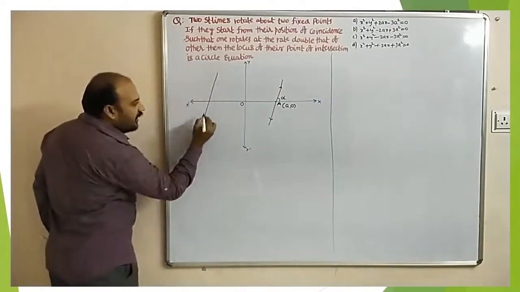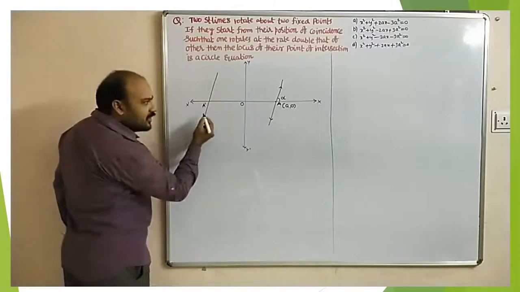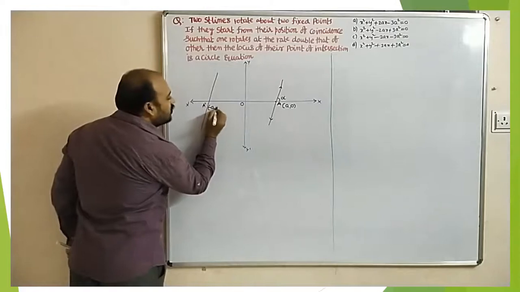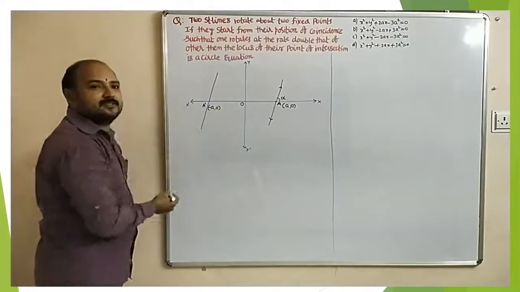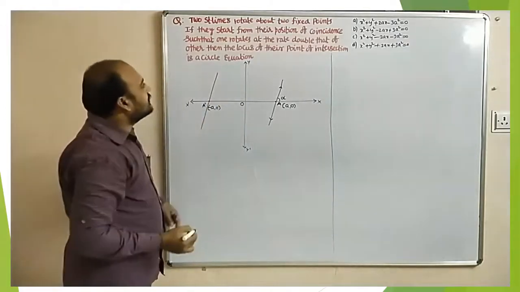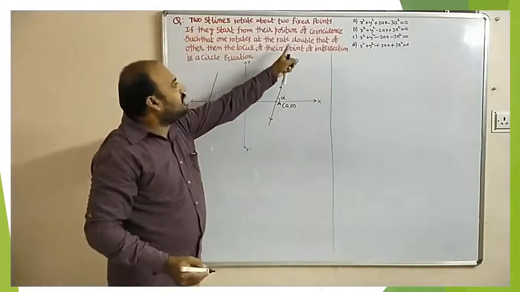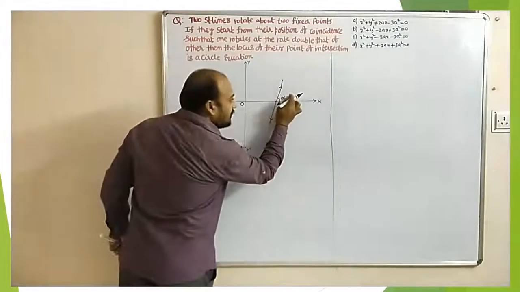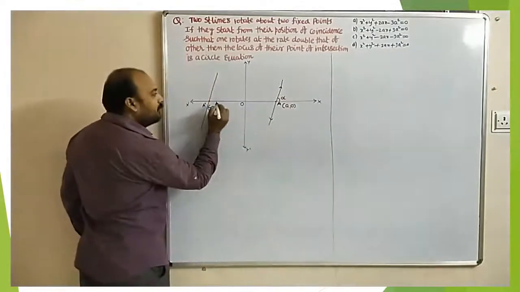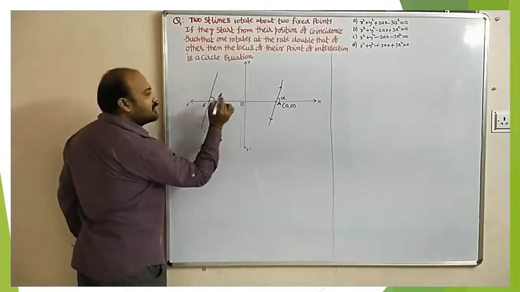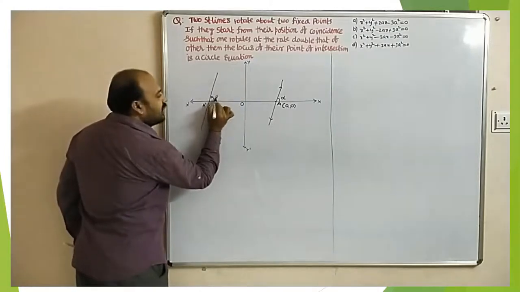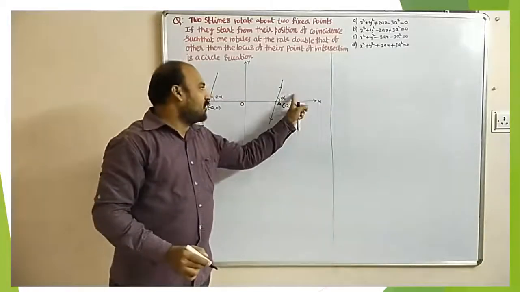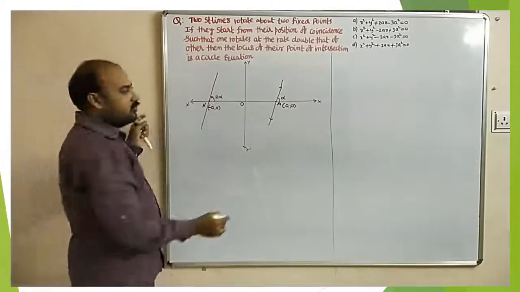So I am considering another point A dash, which is at a distance of a units from the left side of the origin. So the point will become (-a, 0), and it rotates at a rate double that of the other one. So here it is making an angle alpha, so here it will become 2 alpha. It makes an angle 2 alpha, double that of this line.